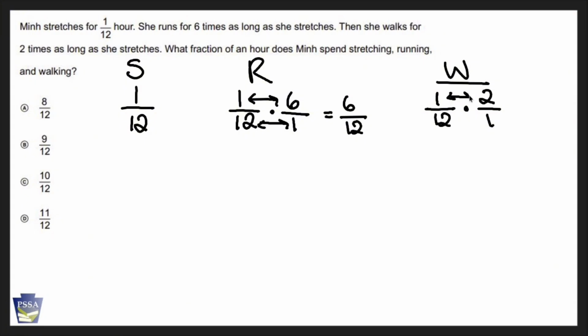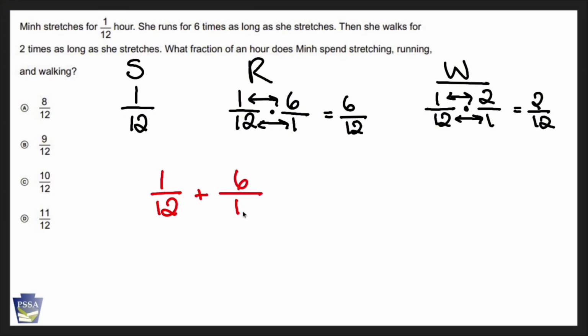So multiply the numerators, gives you 2. Multiply the denominators, gives you 12. Now, she stretches for 1/12 of an hour, runs for 6/12 of an hour, and walks for 2/12 of an hour. What fraction of an hour does she do all 3? So let's write out all 3 and add them up.